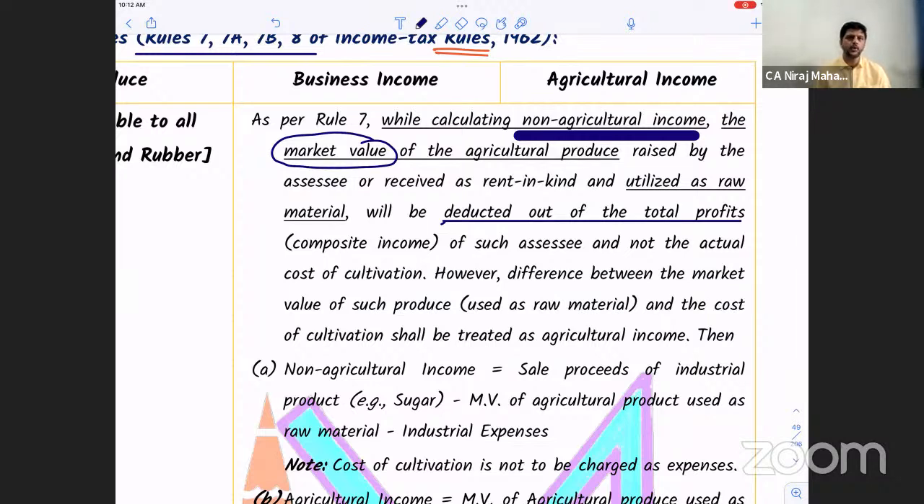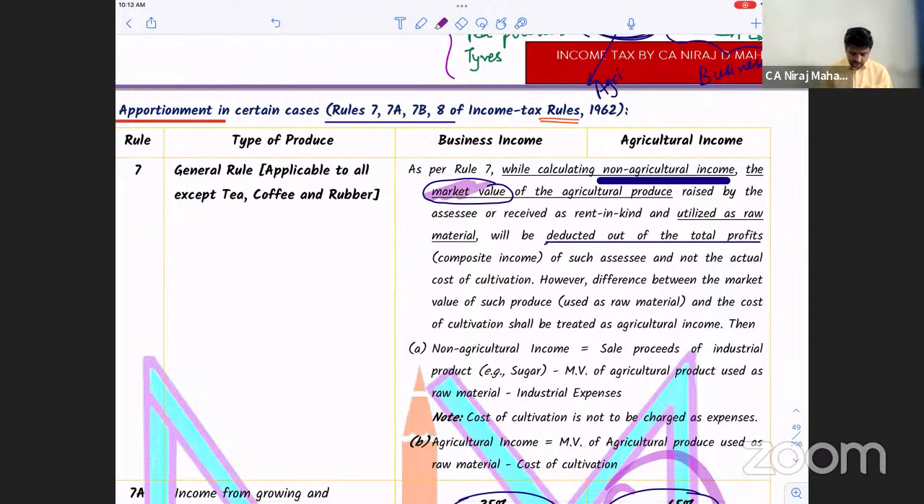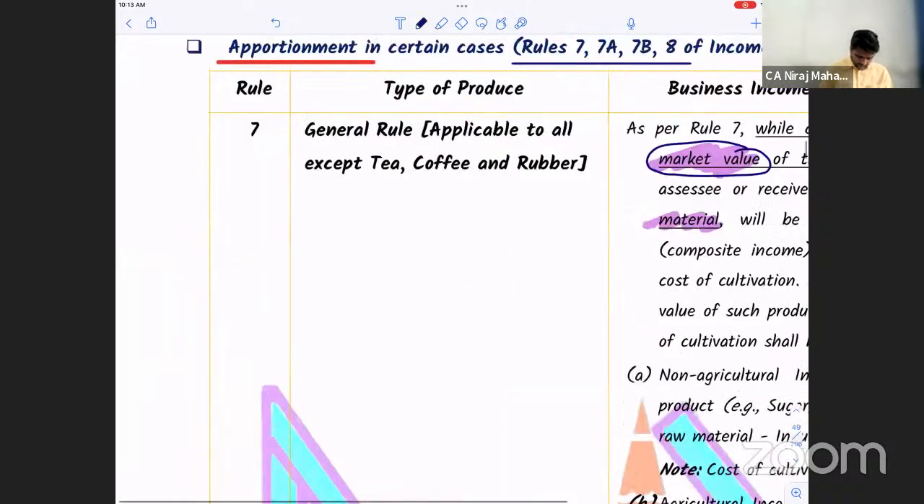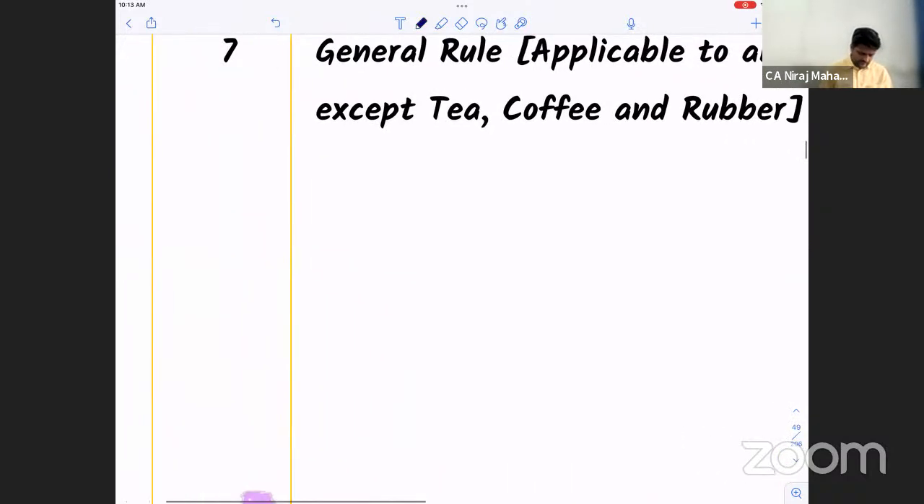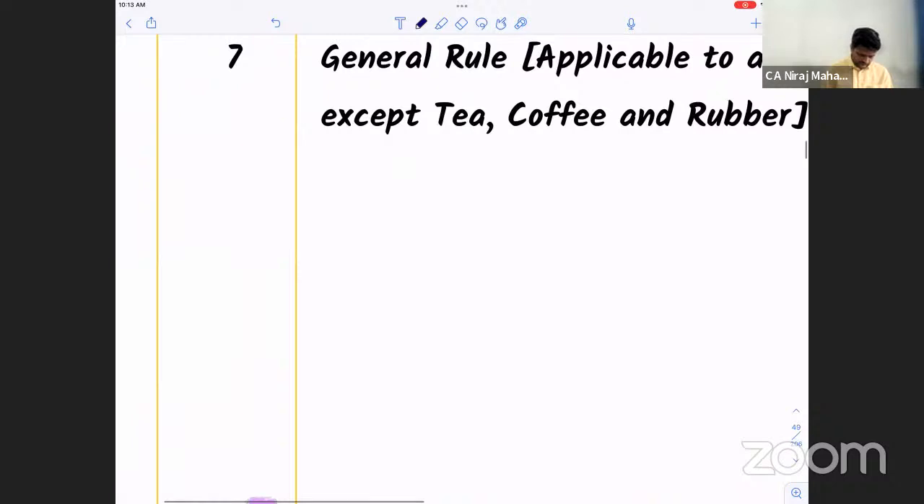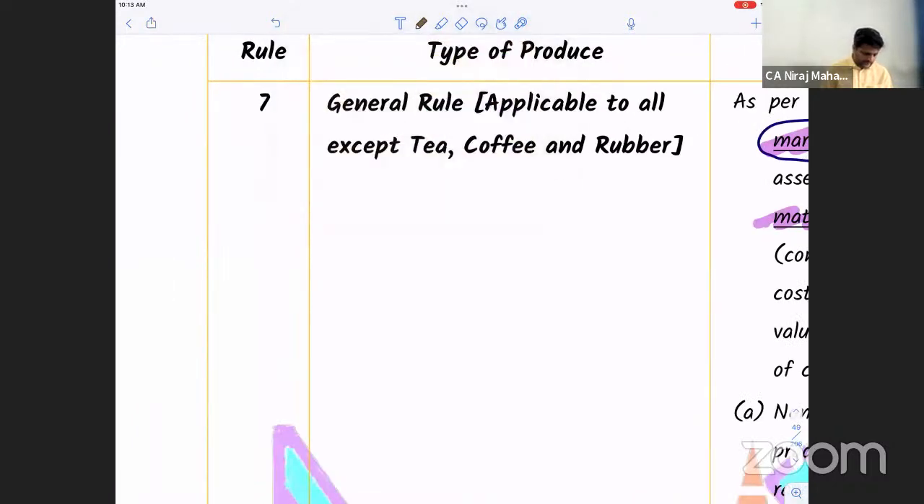If you remember, what do I apportion? I apportion the net profits. So I will be reducing the manufacturing cost. I will also be reducing, now check, the market value of the agricultural produce which is used as raw material. Pay attention. Let me tell you the entire story then.